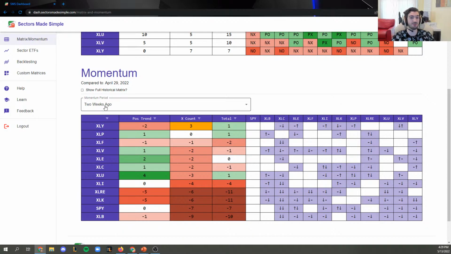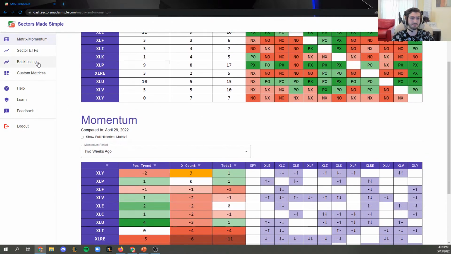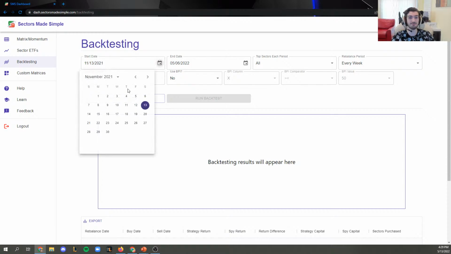You load the matrix, you click 2 weeks ago momentum, you sort by X count, you buy the thing with 2 or higher. If nothing has 2 or higher, you hold cash, check in next week. How well does this do? Well, let's see.